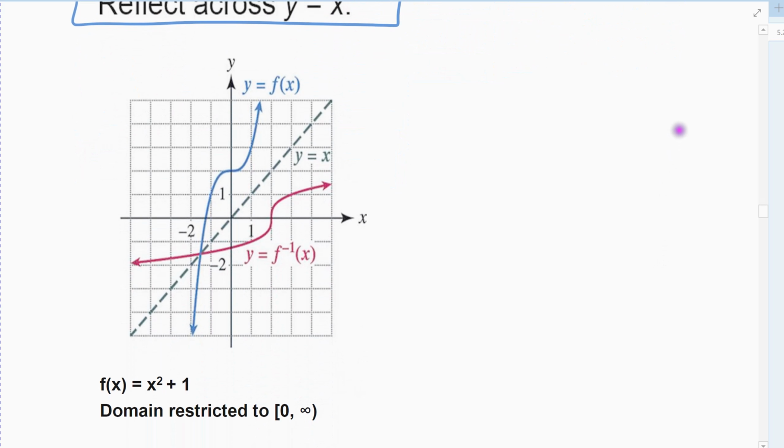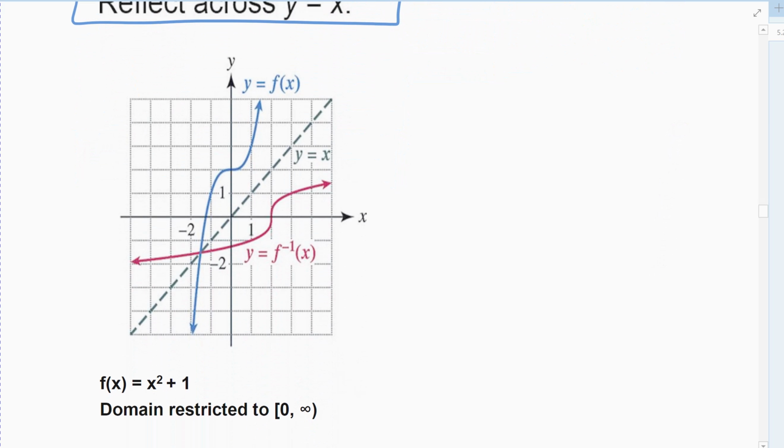This is the first case, where the blue function is my original function. If I look at it, it does look like the cubic shifted up 2 units. So it looks like it's the x cubed plus 2 function, which is one-to-one, which makes it invertible.